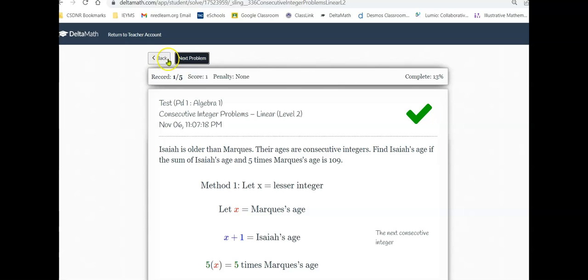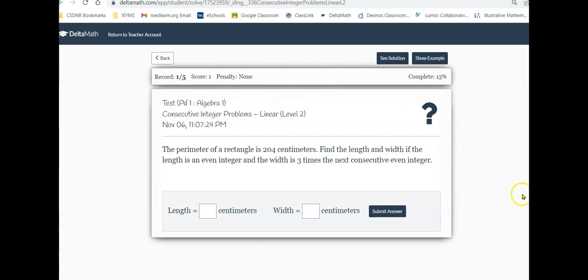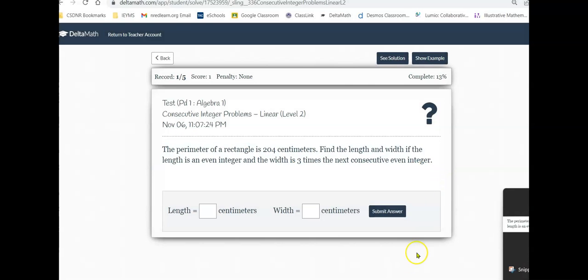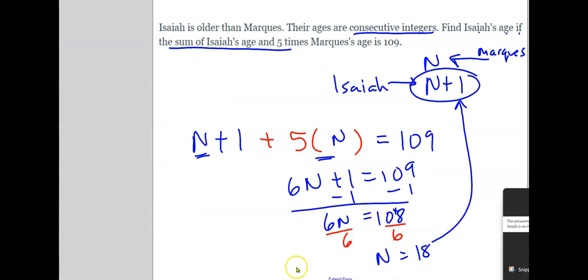Let's go on to the next problem. The perimeter of a rectangle is 204 centimeters. Find the length and width if the length is an even integer and the width is 3 times the next consecutive even integer. Okay. Let's start this one from the beginning.